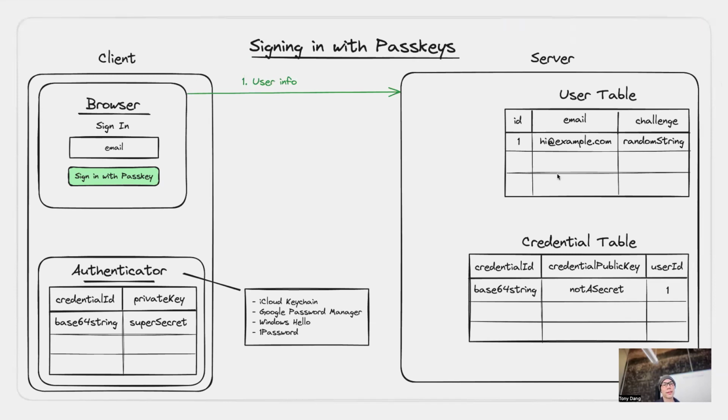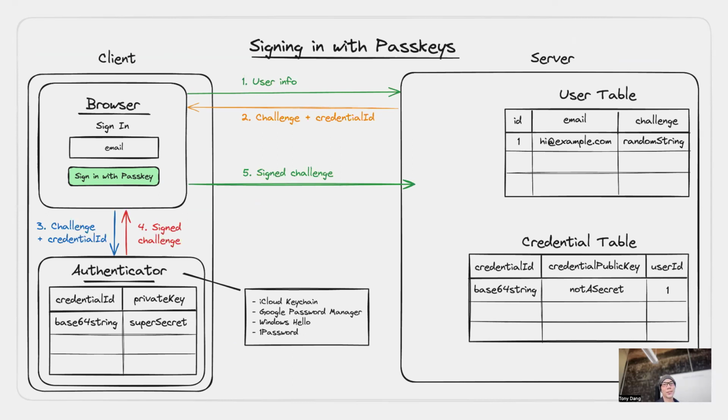When the server gets that information, it'll create a new random challenge string. And then that challenge string, along with the associated credential ID of the public key, is sent to the browser. Our JavaScript will again send it over to our authenticator, and we have to, again, prove that we are who we say we are. And if everything checks out, the authenticator will send back a signed challenge, which is then, again, forwarded to our server.